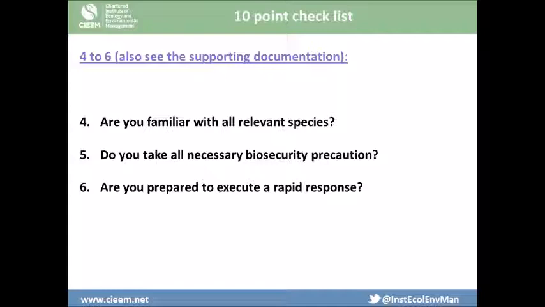Okay, I'm going to give it another about 10 seconds for the last few votes to come in. Okay, I'm going to stop the survey then, and I can share those results with you. So, slightly more mixed, with 50% familiar with all relevant species, 69% taking all necessary biosecurity precautions, and 56% prepared to execute a rapid response. Max and Mark, I'll pass back across to you.